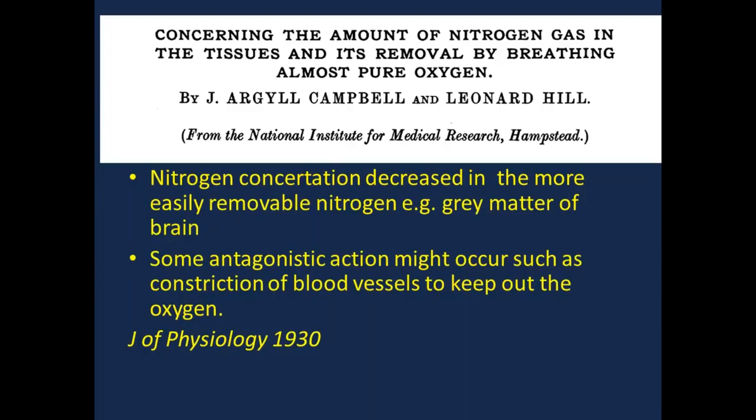And then at the same time, they found, which is very interesting, that some antagonistic action might occur if you are giving pure oxygen, such as constriction of the blood vessels to keep out the oxygen. So the cells are protecting themselves from high oxygen by vasoconstriction and keeping the oxygen out of the tissues. That's a protective mechanism. It's almost the same mechanism when you have hypoxia at the tissues, so the tissues will vasodilate the blood flow to get more oxygen. So it is exactly the opposite mechanism, and it was published in 1930.